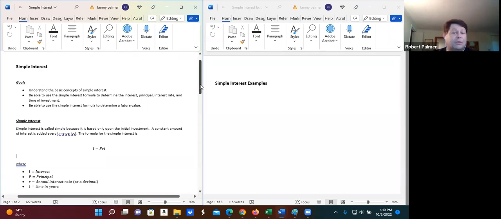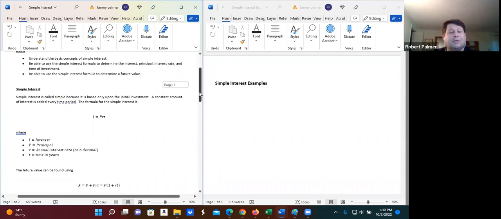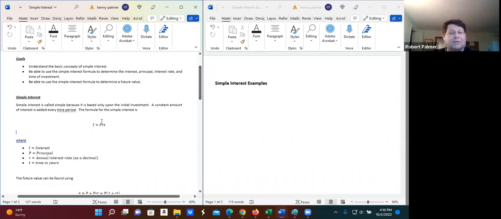So let's talk about what simple interest is. It's called simple because it's based only on the initial investment. A constant amount of interest is added every time period, and the formula for simple interest is given here. In future videos, we'll talk about compound interest, which grows exponentially because it's based not only on what you start with, but on how much you've accumulated so far. Simple interest grows only based on what you first put in, not on how much you have.